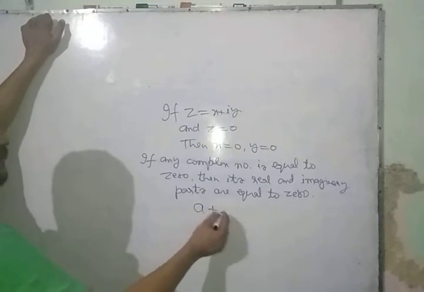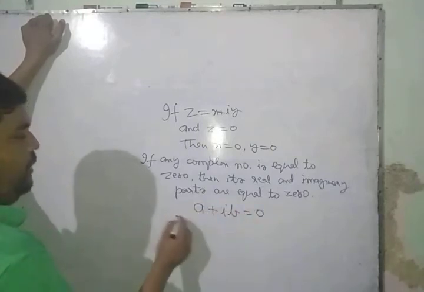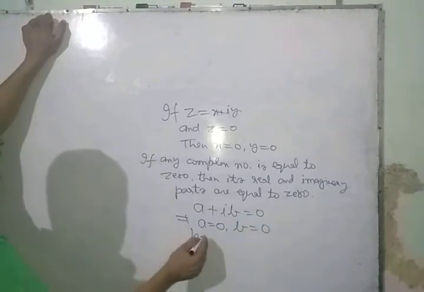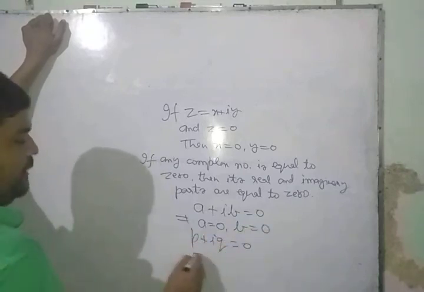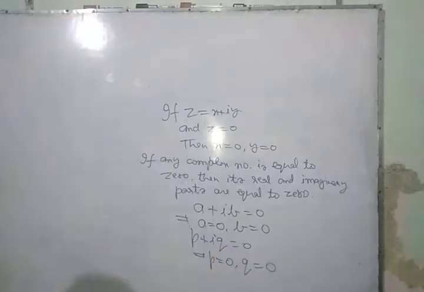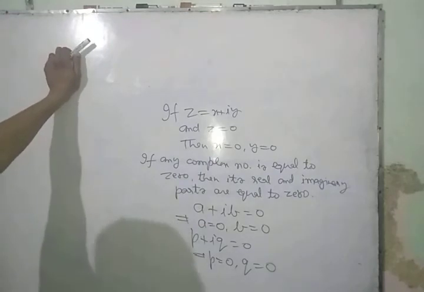For example, if a plus ib is equal to 0, it means a is 0 and b is also equal to 0. If p plus iq is equal to 0, it means p is equal to 0 and q is also equal to 0. I think all of you have understood that. Note it down and then I will erase it.